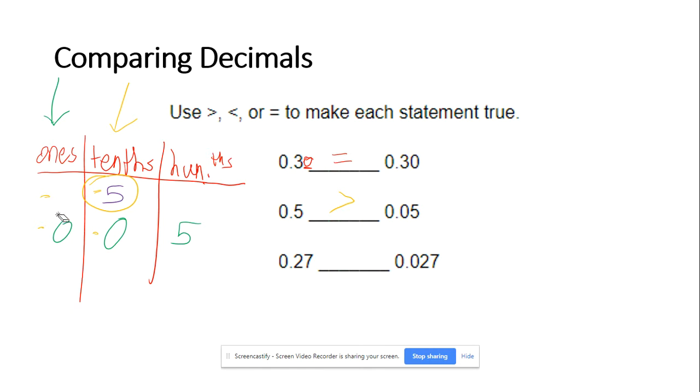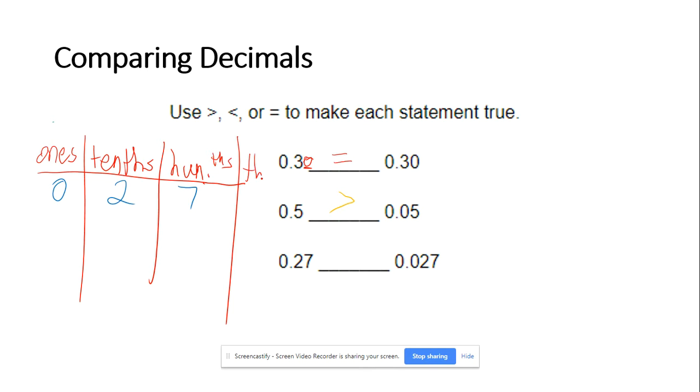So I'm going to erase this. If you want to draw a new place value chart, you can on your paper. Okay, so now let's see. I'll use blue. 27 hundredths. So I'm going to put a 0 in the ones place, a 2 in the tenths place, a 7 in the hundredths place. And oh, you know what? We need to add the thousandths place to our place value chart. Put this here. We'll do thousandths.